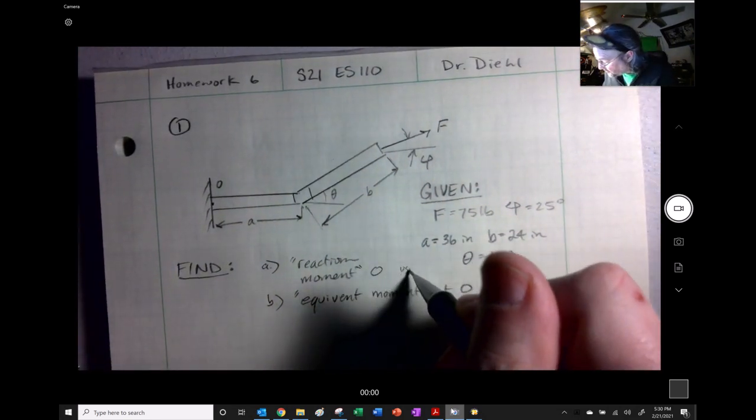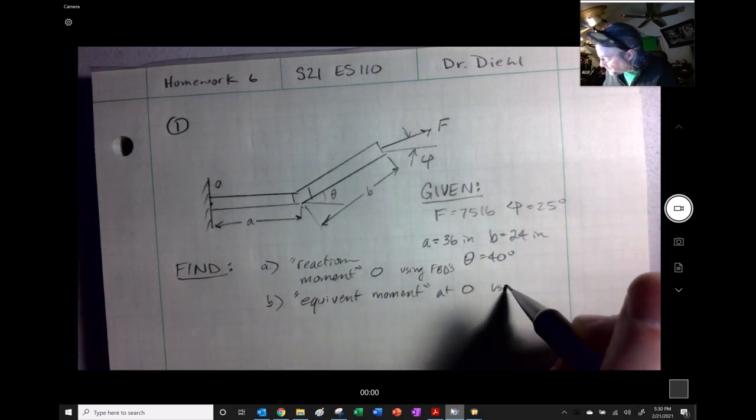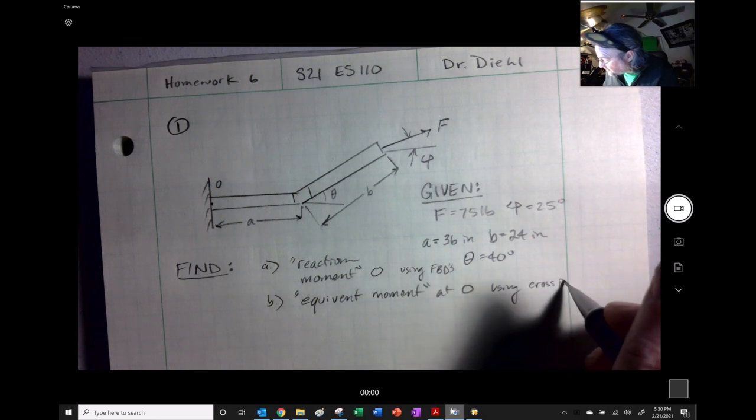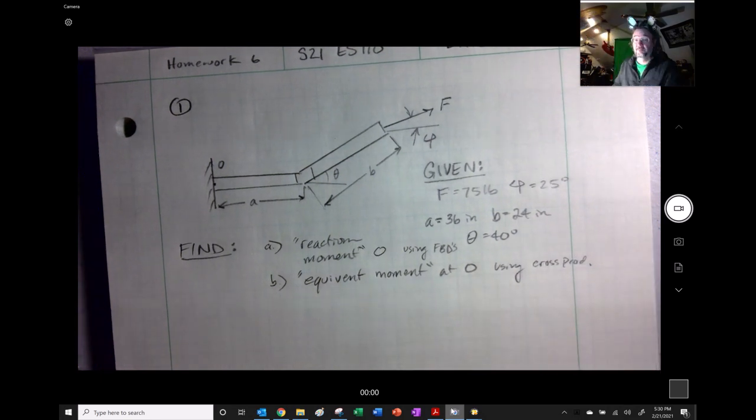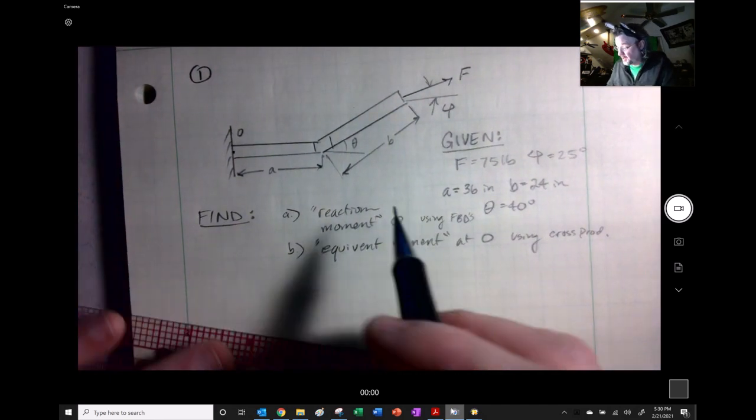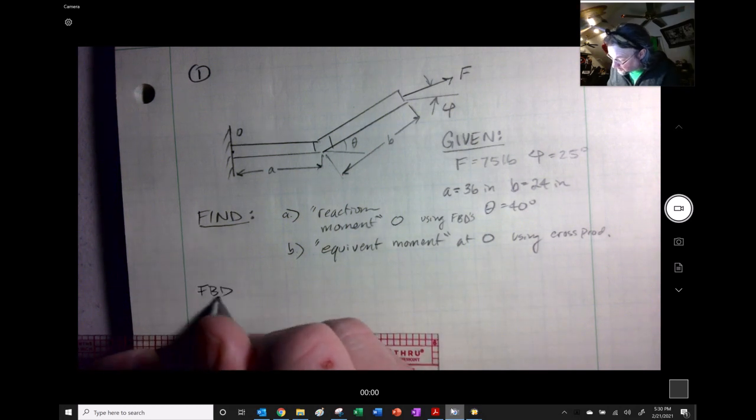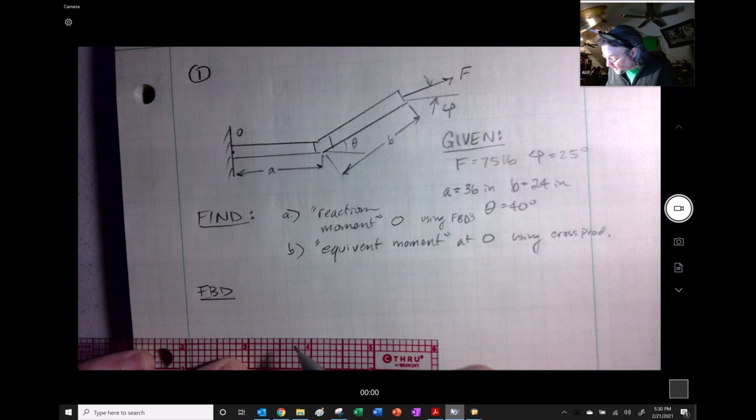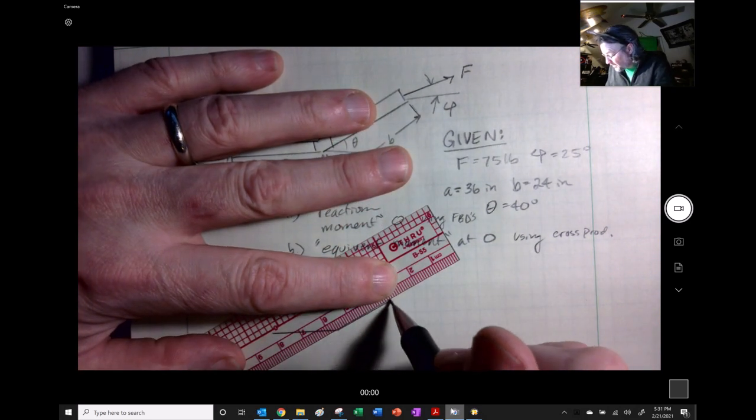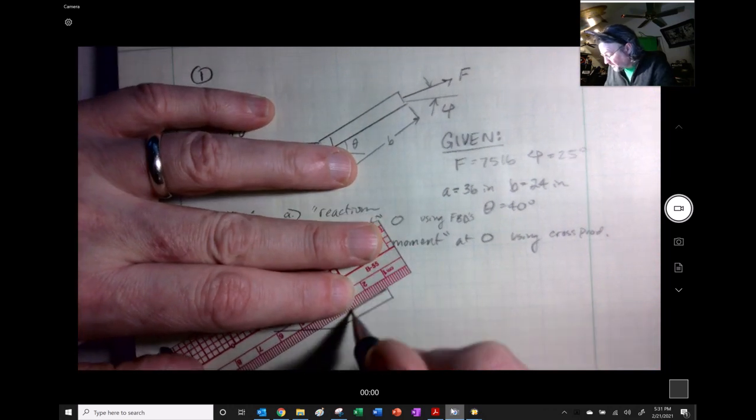Because it's using FBDs, using cross product. All right. Okay, so in my first one, I want to draw my free body diagram onto this thing. So I'll write my FBD. And hopefully you guys will be already into the FBD, doing the FBD thing.